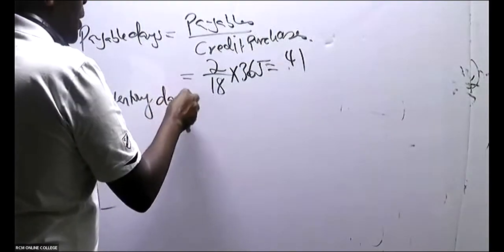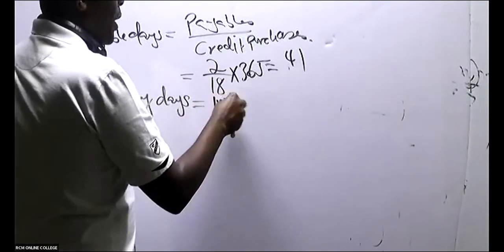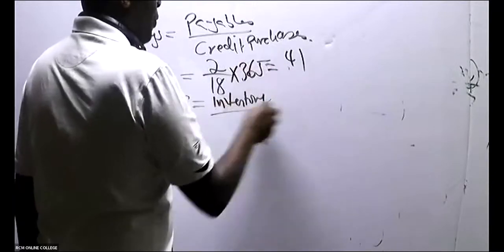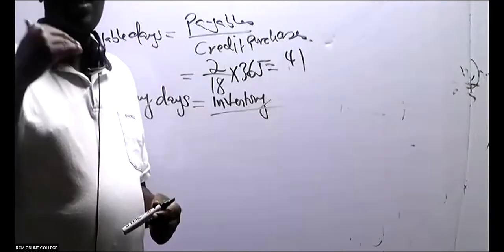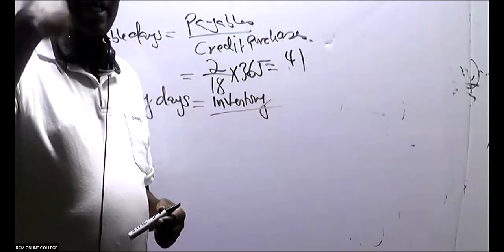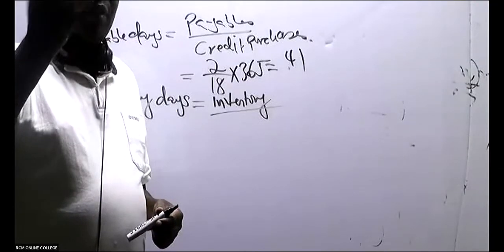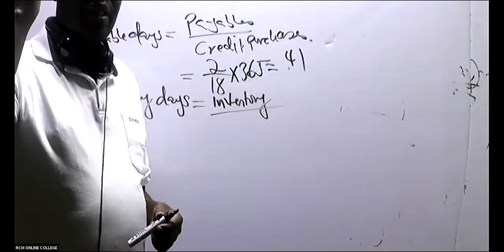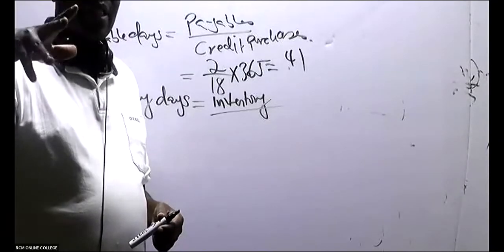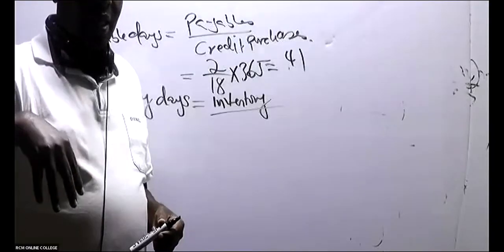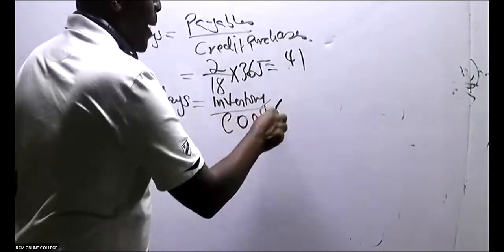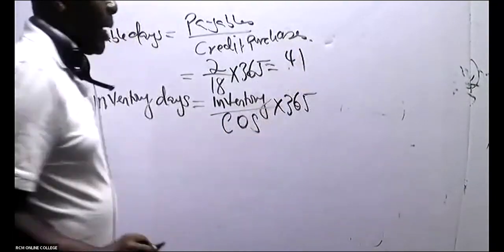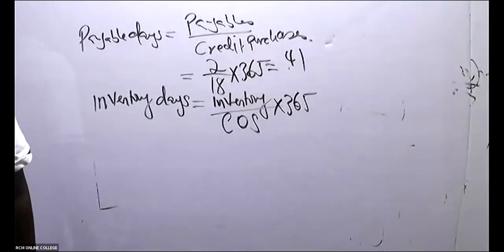Inventory days: you will take the inventory given. Where do we find inventory? Inventory, we normally take under cost of sales, because inventory, we normally take opening inventory, add purchases, less closing. So in this case, basically for inventory days, you must divide by cost of sales.